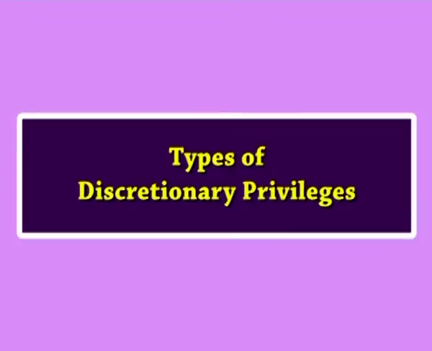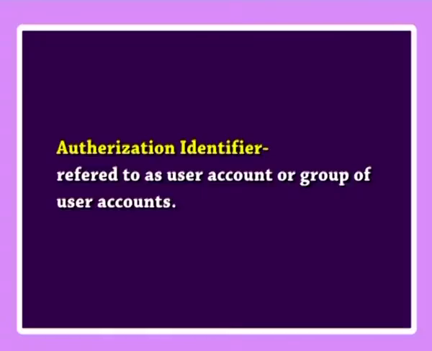The main idea is to include statements in the query language that allow the DBA and selected users to grant and revoke privileges. Let us discuss various types of discretionary privileges. In SQL2, the concept of an authorization identifier is used to refer, roughly speaking, to a user account or group of user accounts. For simplicity, we can use the words user or account interchangeably in place of authorization identifier.